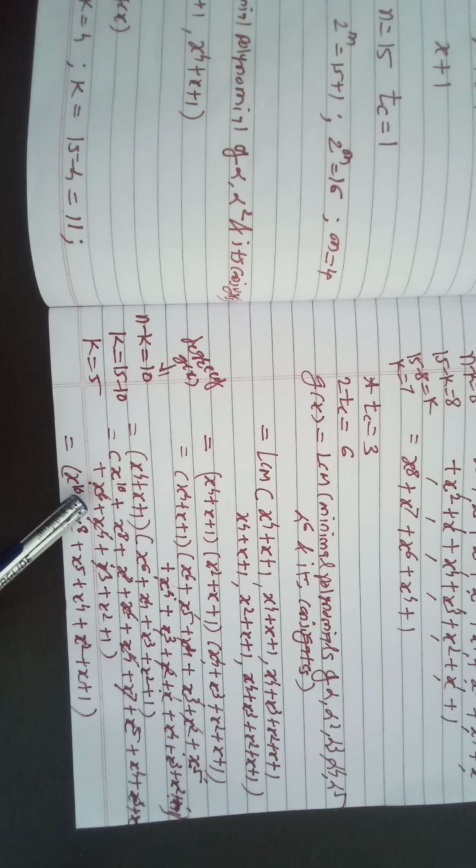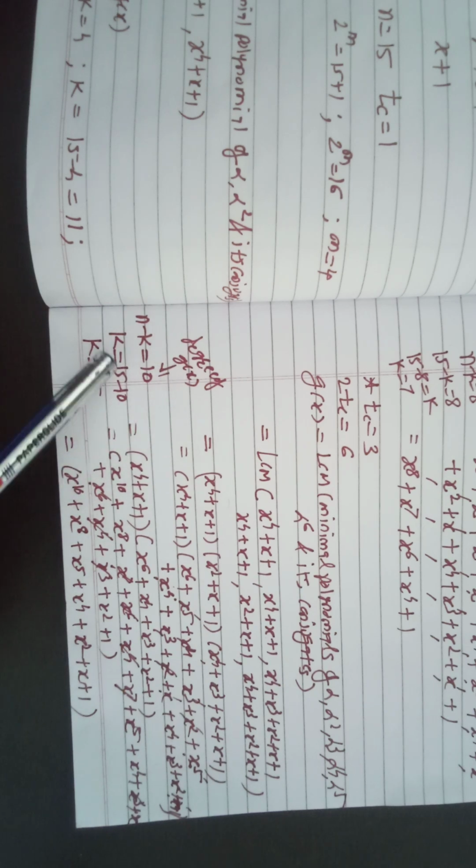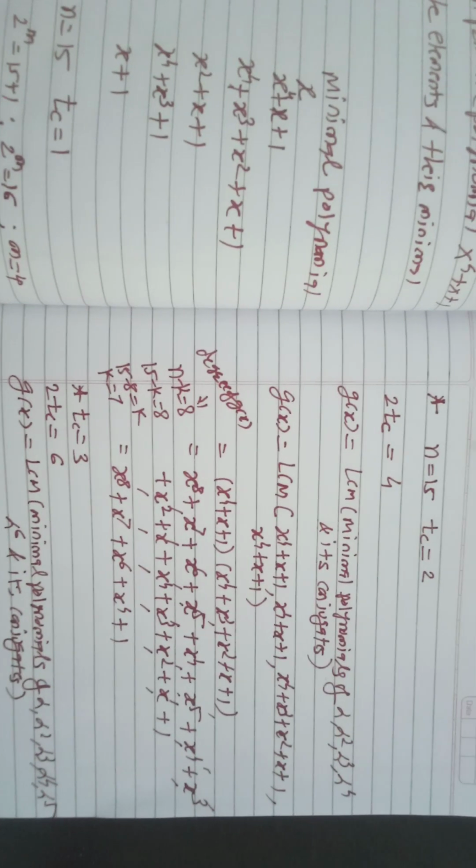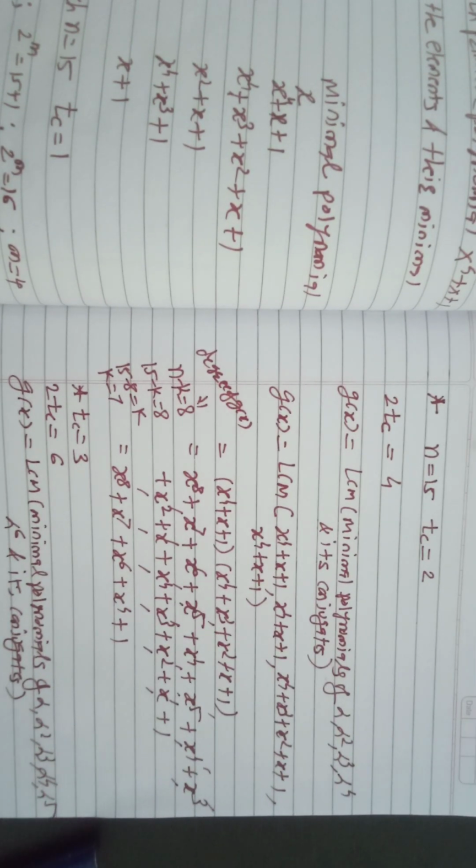So x raised to 10, so the degree of g(x) is 10. So n minus k is 10, so k equals 15 minus 10, so k equals 5. So likewise you can obtain the generator polynomial for BCH codes.